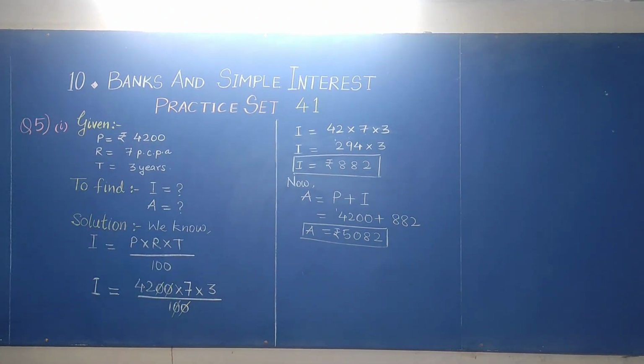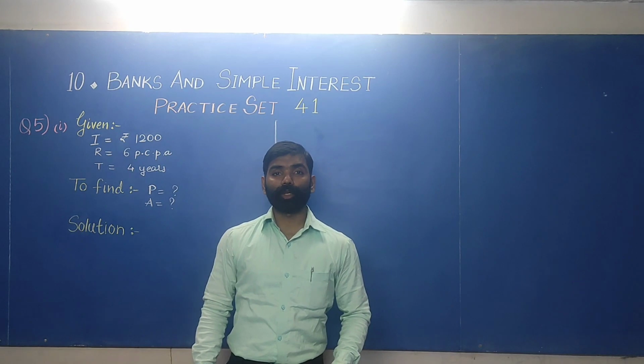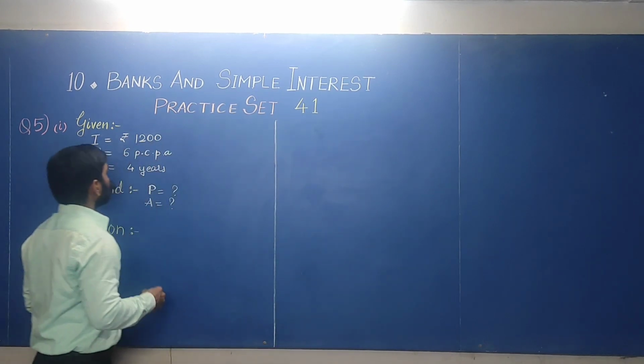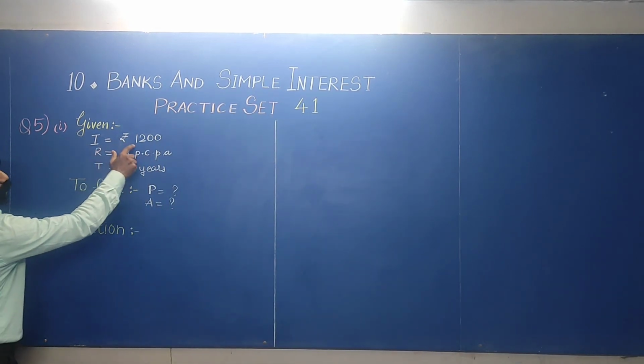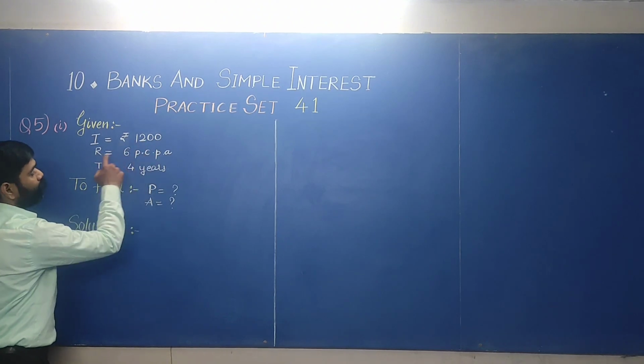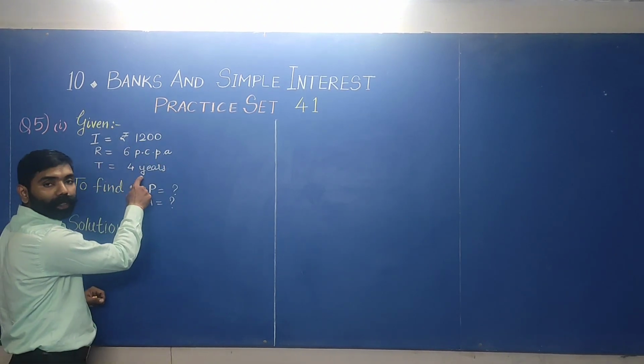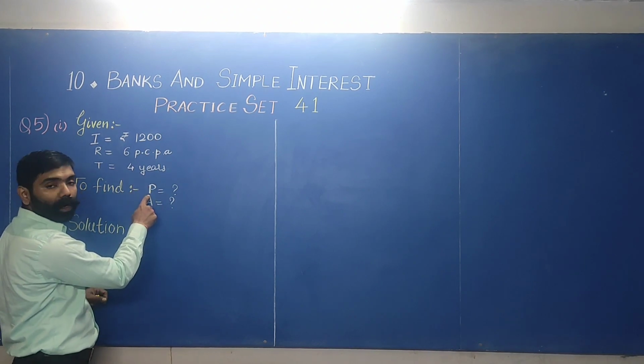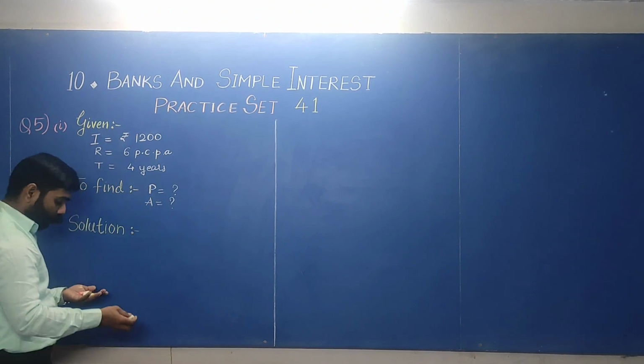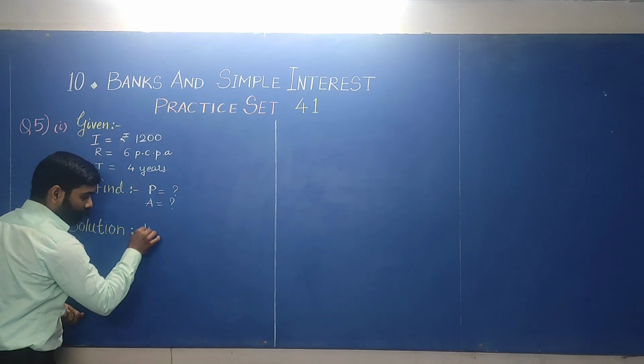Take the screenshot. Okay, let's see question number 2. Question number 2 says interest is given as 1200, rate 6% per annum, time 4 years. We need to find principal and amount. So how to find it? We know.